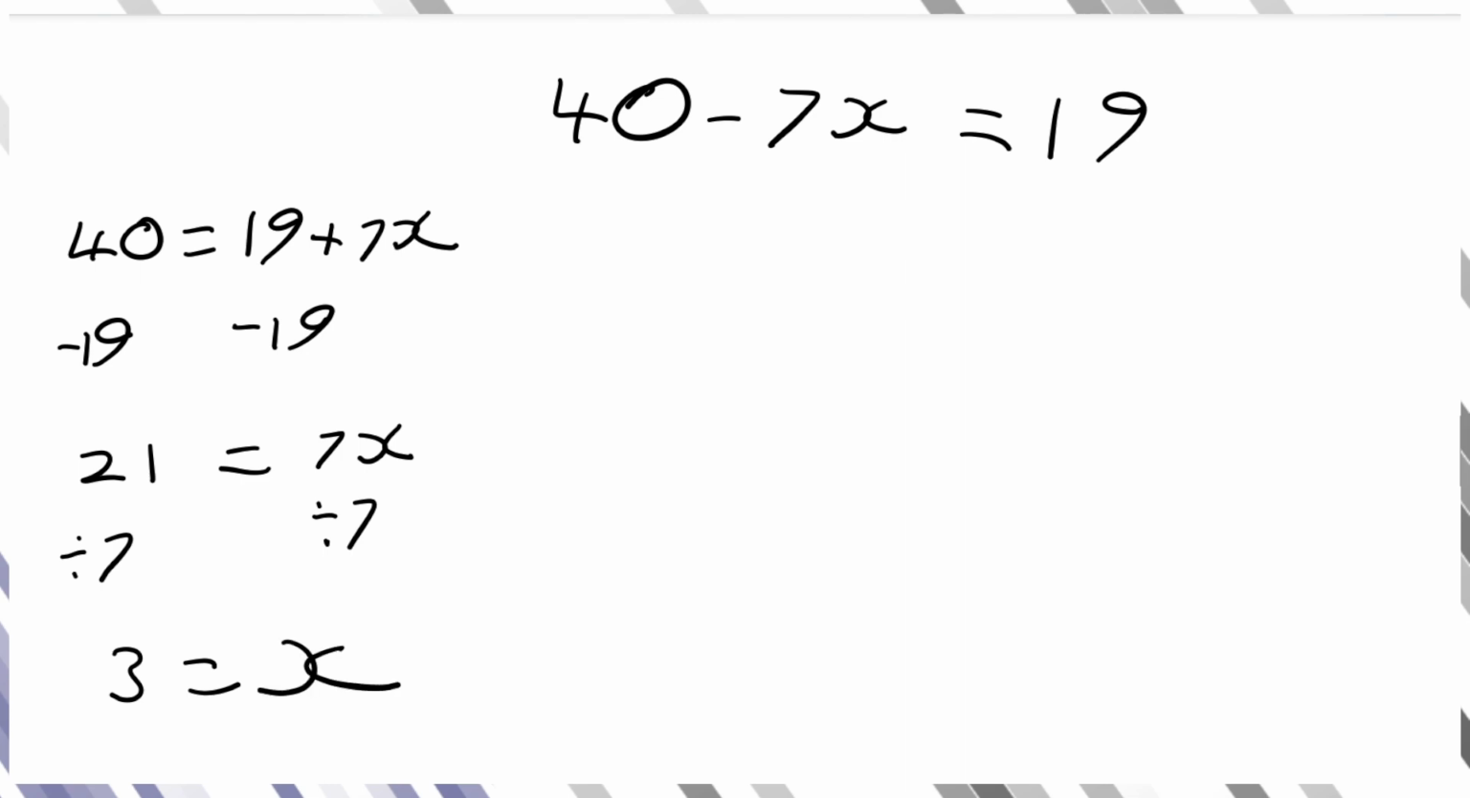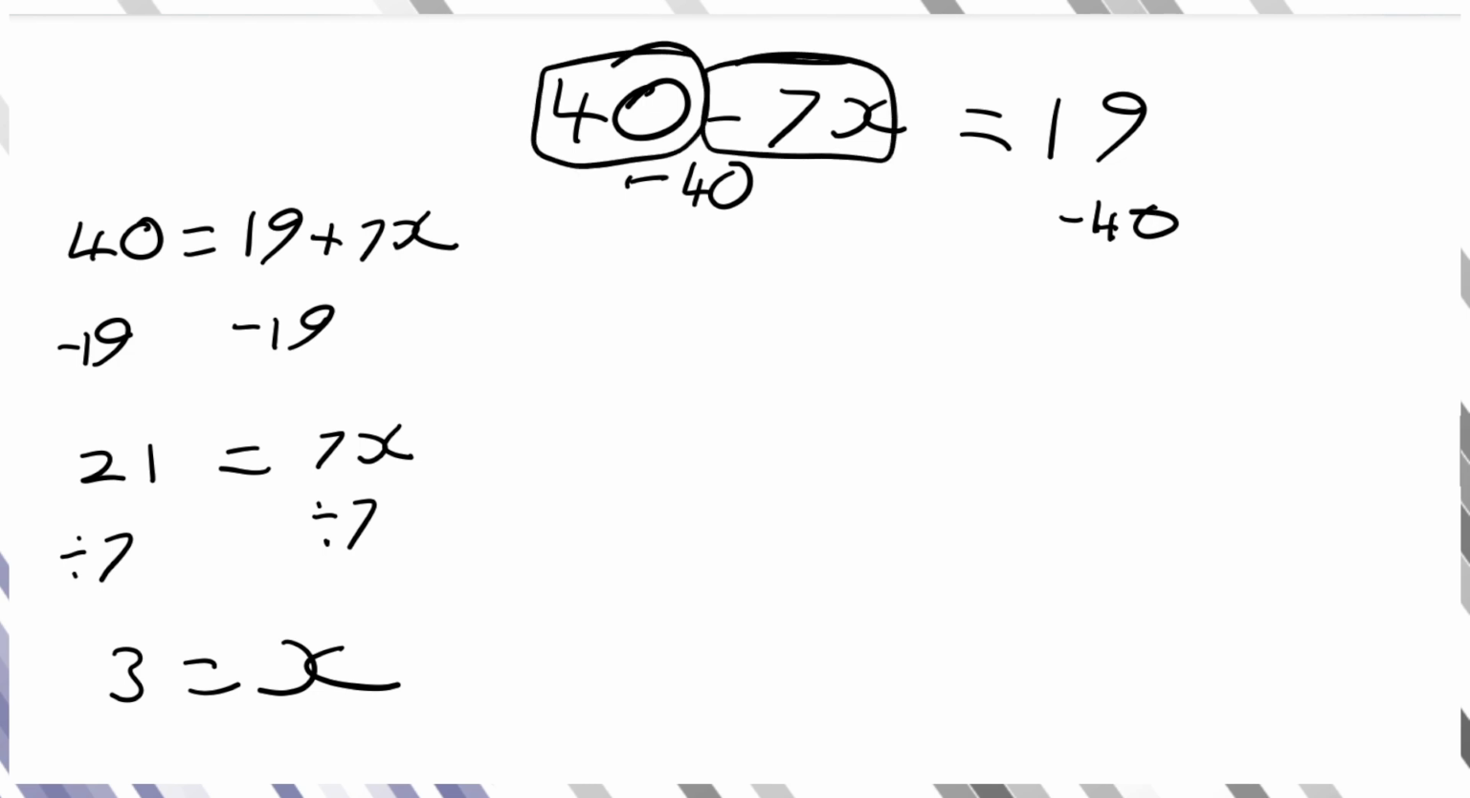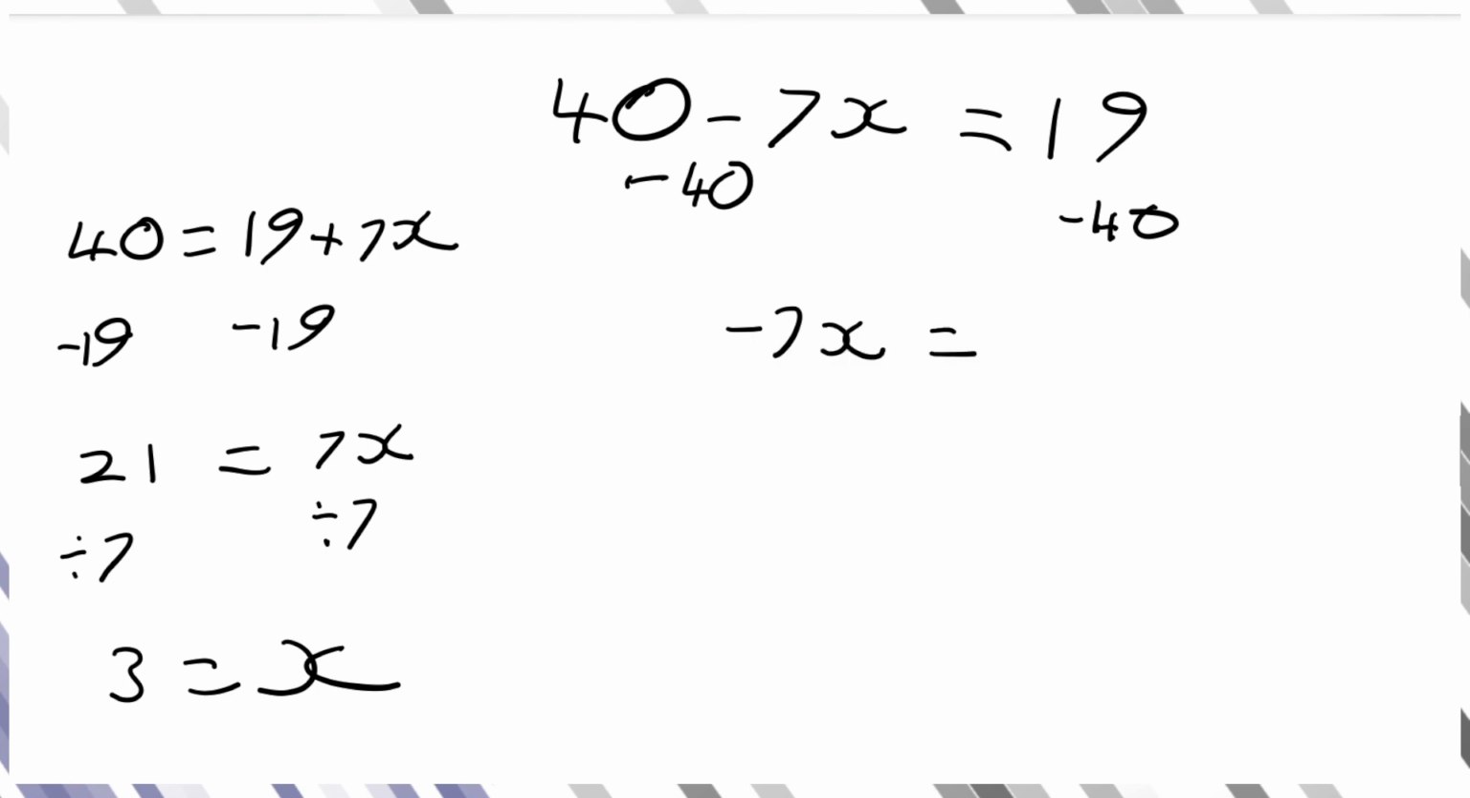Alright, the other method was to take away the 40 from both sides. 40, not 14. And that leaves us with a minus 7x, because we're taking away this 40, we're left with minus 7x. So we've got minus 7x on the left, and on the right, 19 take away 40 is minus 21. So minus 7x equals minus 21. Now we divide by the minus 7.